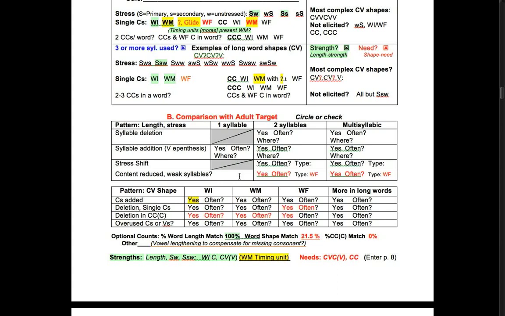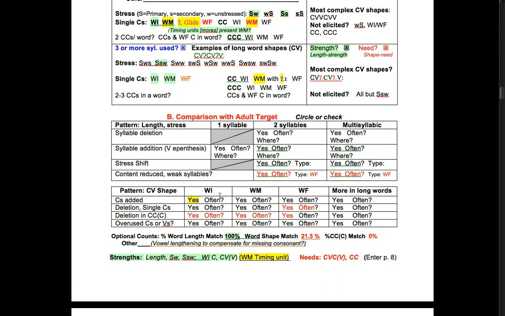So that section was looking at length and stress patterns. The next part, we'll take a closer look at CV shape of syllables, or in other words, each individual syllable's content. Everything is divided into word position, word initial, word medial, and word final, and looks at addition and deletion of consonants. This looks pretty straightforward. Craig doesn't add any consonants, but he tends to delete single consonants in word final position and reduces clusters almost always in all word initial and word medial positions. Yes, and you will look more in depth at clusters on page 5.